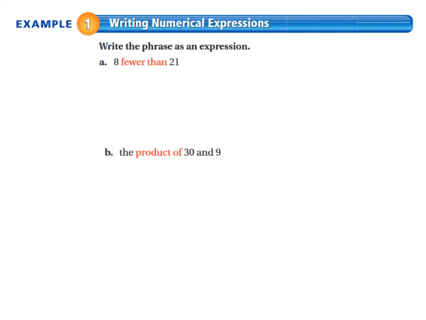Example 1, writing numerical expressions. Write the phrase as an expression. So A, 8 fewer than 21. Fewer than is our indicator word. If you go back to that chart, fewer than means to subtract. But you have to be a little bit careful with the subtraction words because we don't necessarily go in the order that you see here. 8 fewer than 21 means we're going to start with 21 and subtract 8, because it's 8 fewer than 21.